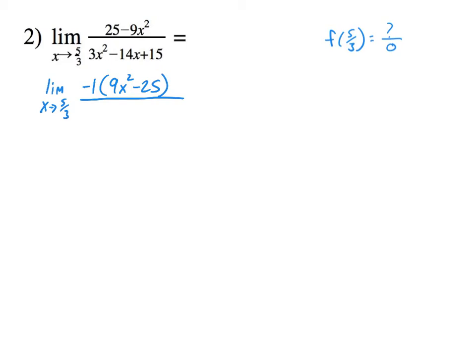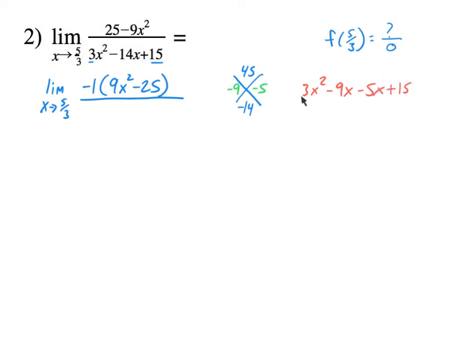The bottom, I'm going to factor, and I'm going to use a little factoring technique where I take the front and the back, and I multiply them. That's 45, negative 14 on the bottom. I'm now thinking of two numbers that multiply to get 45 and add to get negative 14. What I notice here is that's negative 9 and negative 5. So when I do that, that leaves me 3x squared minus 9x minus 5x plus 15.